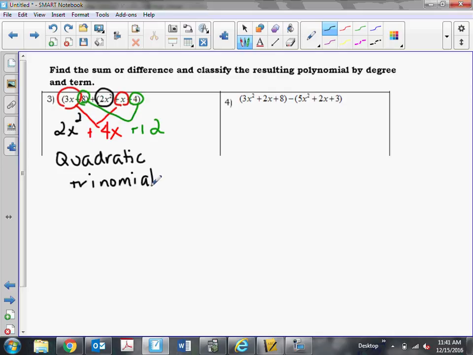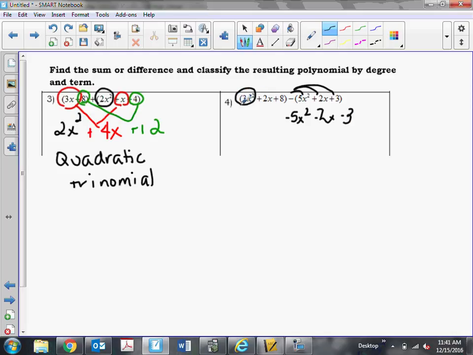Let's look at the next one. Again, this has a subtraction sign. So before we can even do anything, we need to make sure that we are distributing that negative to everything inside that polynomial. So that way we're not just saying that we're doing it to one of them. We're actually subtracting the entire polynomial. So if we distribute that subtraction sign, we get a negative 5x squared minus 2x and then minus 3.